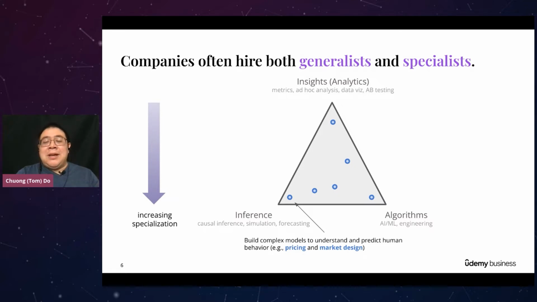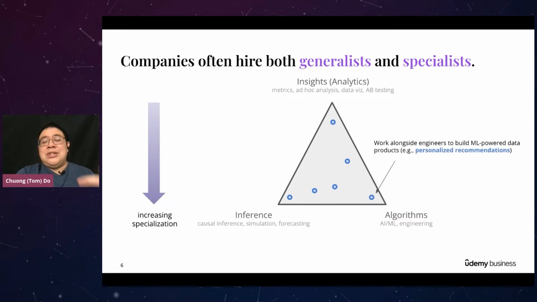On the other side, you might have folks who are actually building products, not just trying to understand how the world works, but implementing this in some sort of technical system. And here you have folks who are machine learning engineers, algorithms people, right? These folks work alongside engineers to build ML-powered data products like personalized recommendations. So this is the landscape of data science roles that exist within companies.